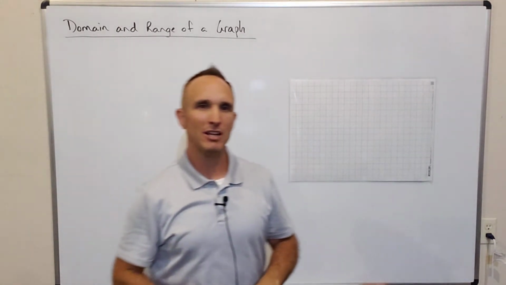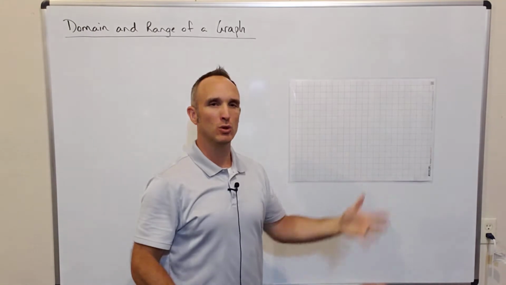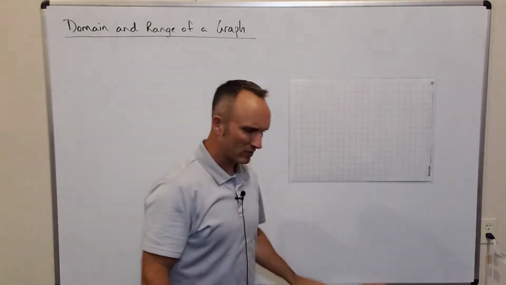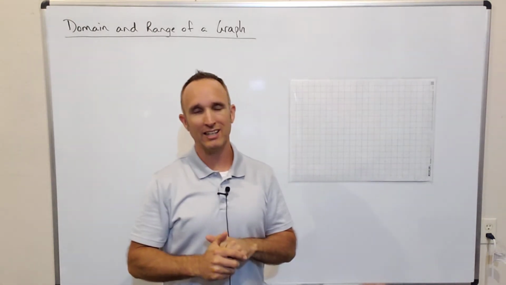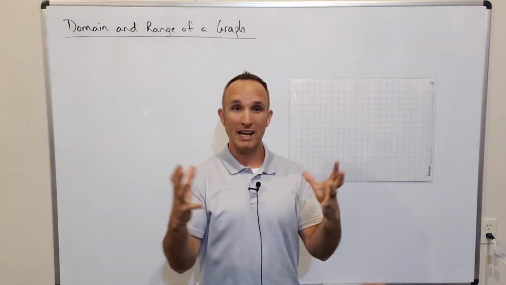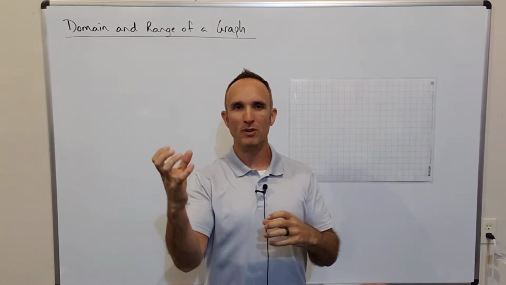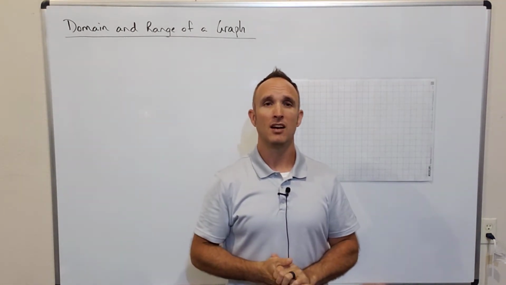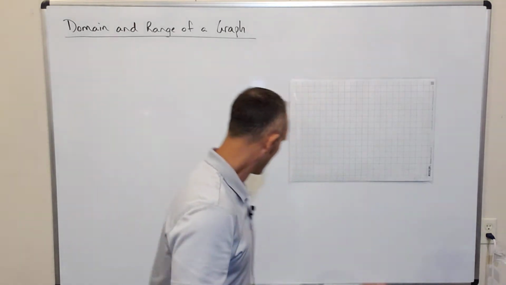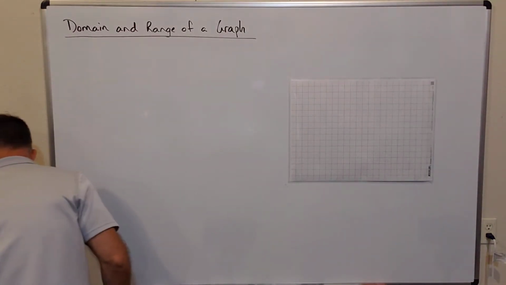Now, the nice thing about doing this with a graph is it's a very visual process. Not really any work to show, but it can be difficult when you start getting into graphs that have breaks or gaps, or they have open circles for boundary points, or they have asymptotes. So we're going to try to address all of those in this video. So let's look at the first example.